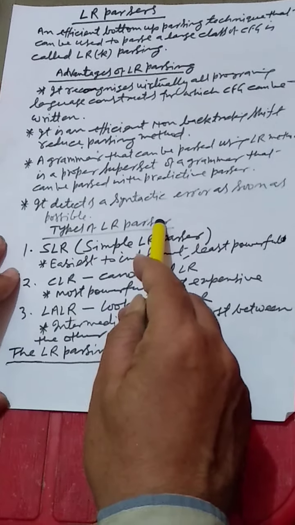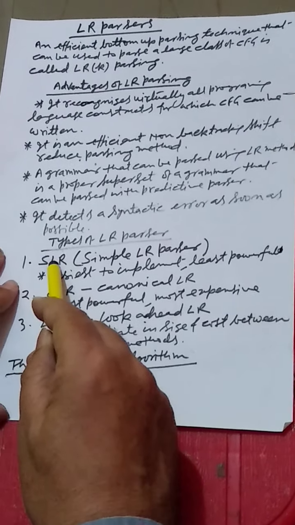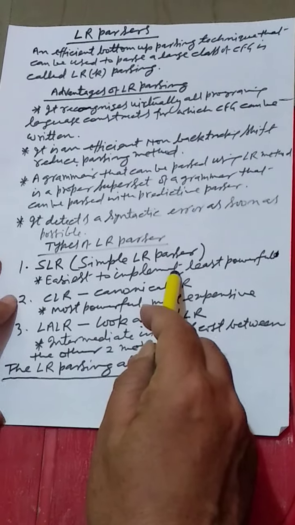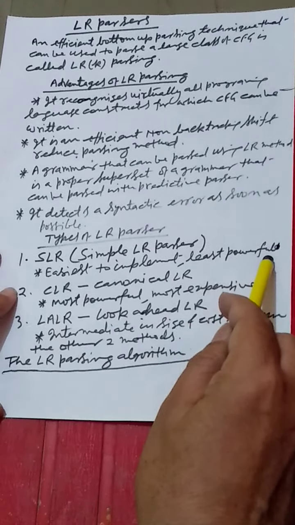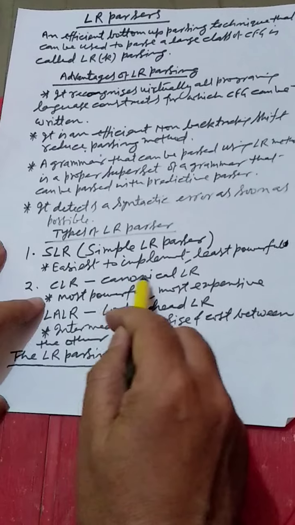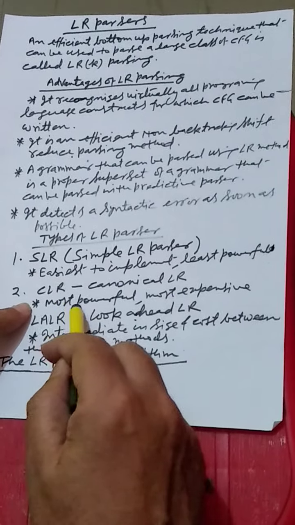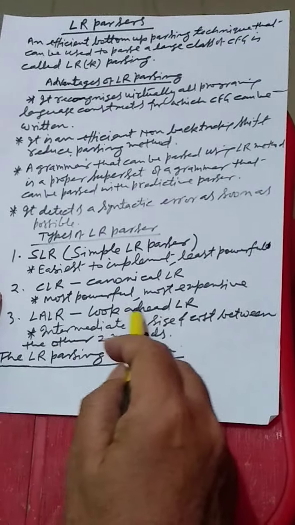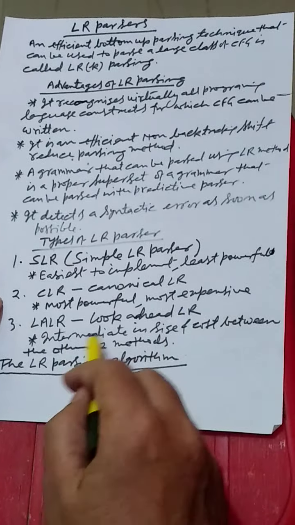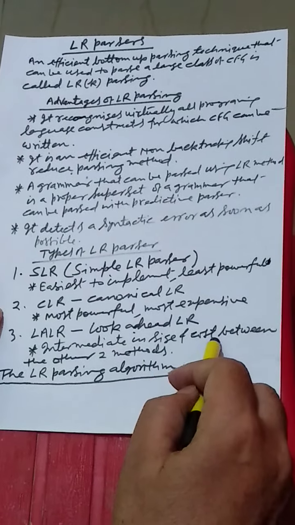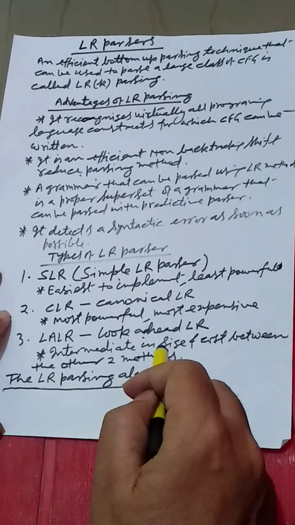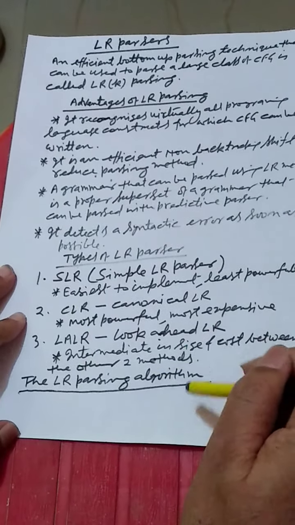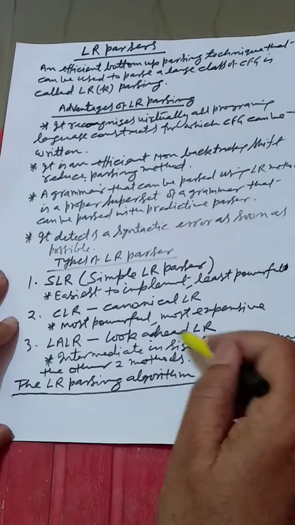Types of LR parser. First one is SLR, simple LR parser. This is easiest to implement, least powerful. Second one is CLR, canonical LR parser, most powerful, most expensive. Third is LALR, look-ahead LR parser, intermediate in size and cost between the other two methods. This lies between the other two in complexity, cost and size.